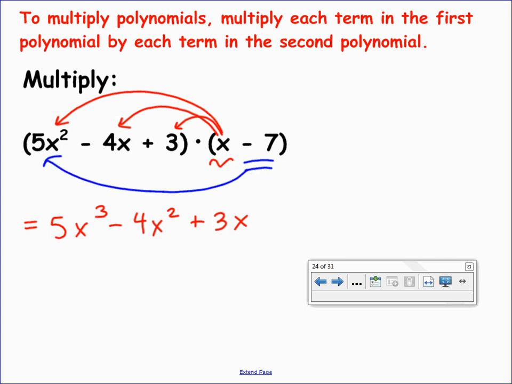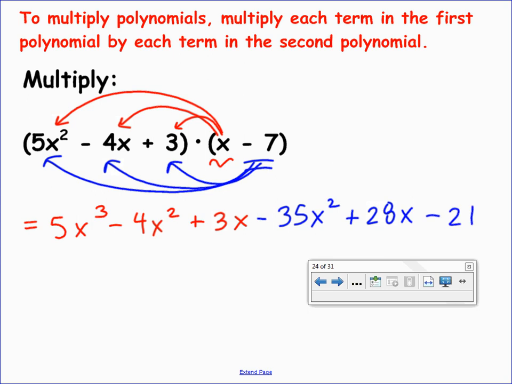Negative 7 times 5x squared is negative 35x squared. Negative 7 times negative 4x is plus 28x. And lastly, negative 7 times positive 3 is minus 21. Get ready because you know I'm going to call on you. I need a pair of like terms here. What's a pair of like terms? Right? A pair of like terms? Margot?